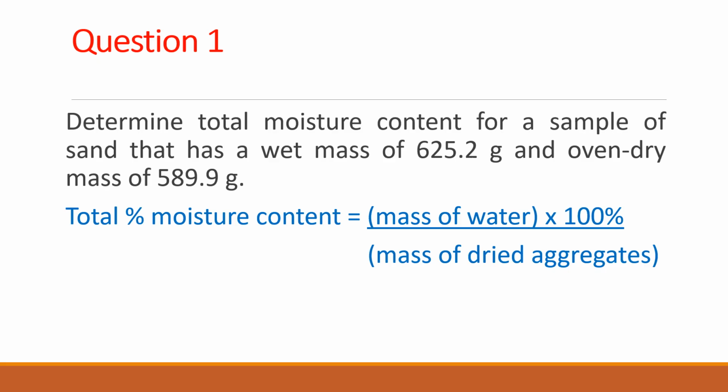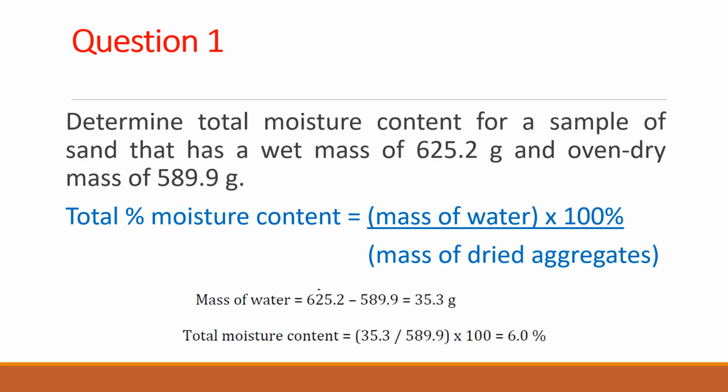What did you get for this one? 5.984. Yes, that's right, or roughly 6%, isn't it? So the amount of water we get is 35.3 grams, and if you make it a percentage, that will be roughly about 6%. Do we all get that number? Any question? No questions? Okay, then we'll move to the second question.